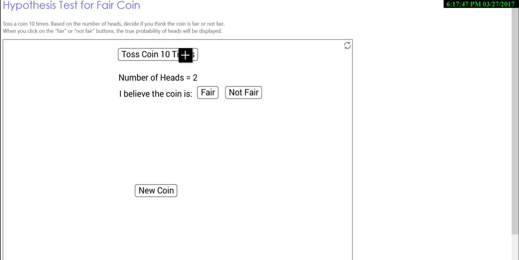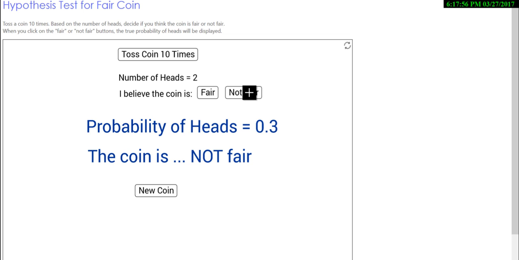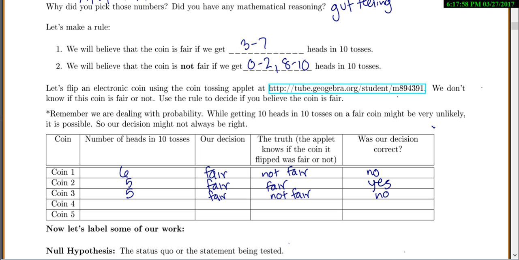New coin, let's toss it 10 times. Okay, I got 2 heads. So for 2 heads, what are we going to think? Not fair. And the coin was not fair. So for 2, we think it's not fair. And the truth was that it was not fair. So we're good.